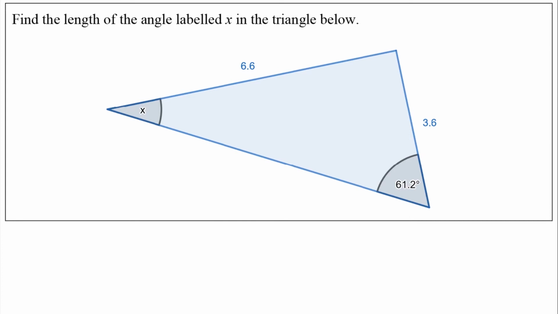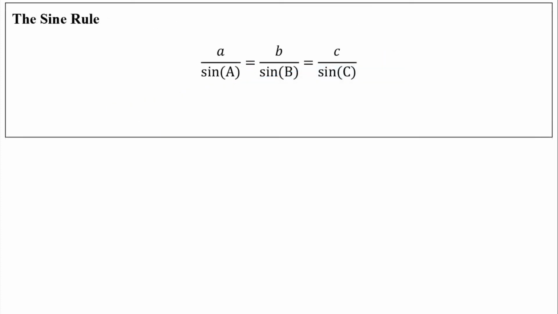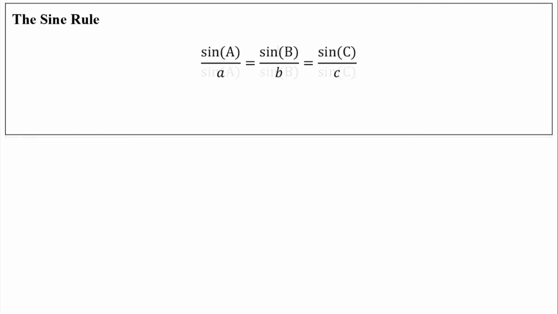In this question, we're asked to find the size of a missing angle in a triangle. Once again, we can use the sine rule, but if we're going to find an angle, it's better to start off with a slightly different form. So here is the form of the sine rule we've been using so far. If we take the reciprocal of every fraction here, we'll end up with a slightly different form, where we have the sines of the angles on the numerators and the lengths of the sides on the denominators.